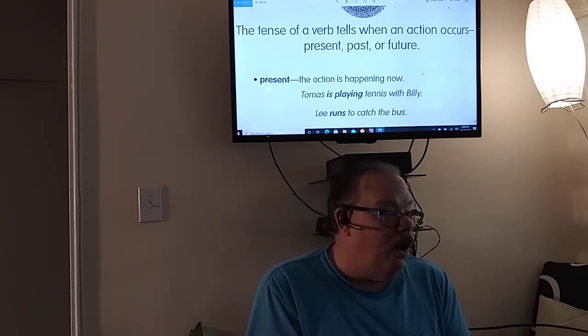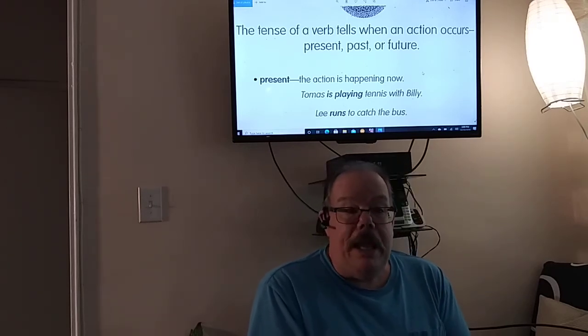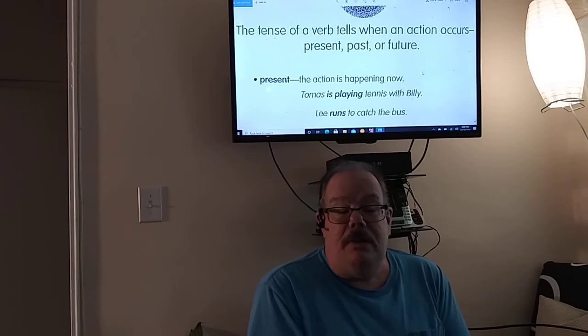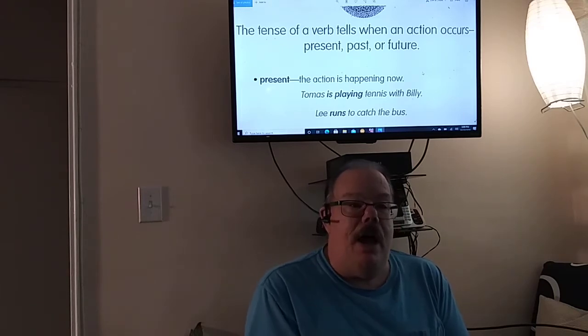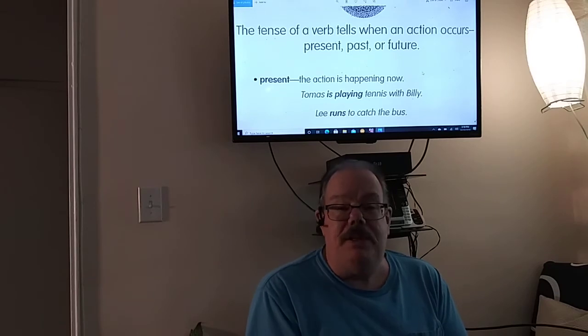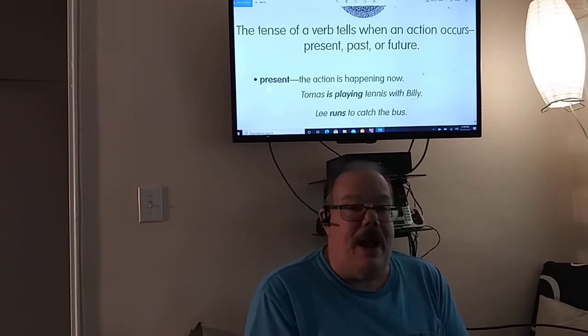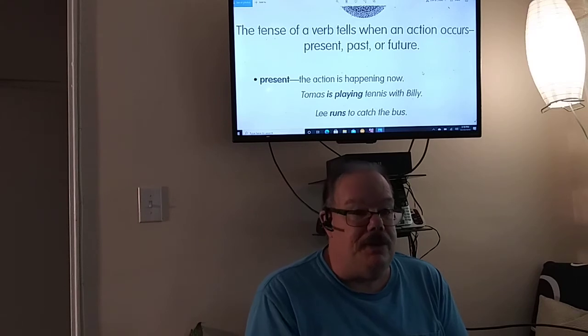The tense of a verb tells when an action occurs: present, past, or future. So if you want to know when something happens, you have to use verb tense. Now, if you don't know how to use verb tense, stick around because I will give you a tip at the end of the lesson where you can get around using verb tense. This is a very good tip, so stick around.